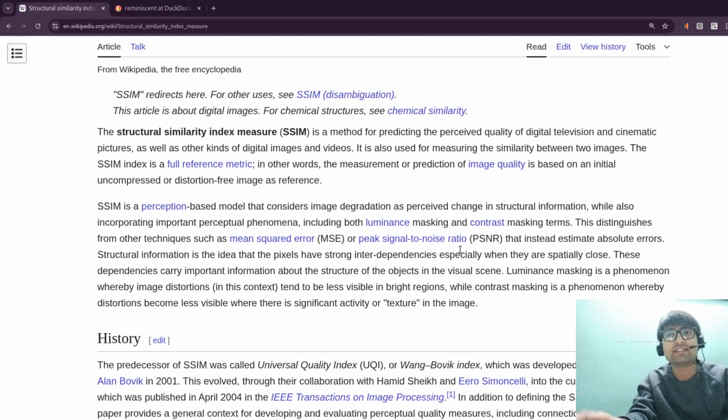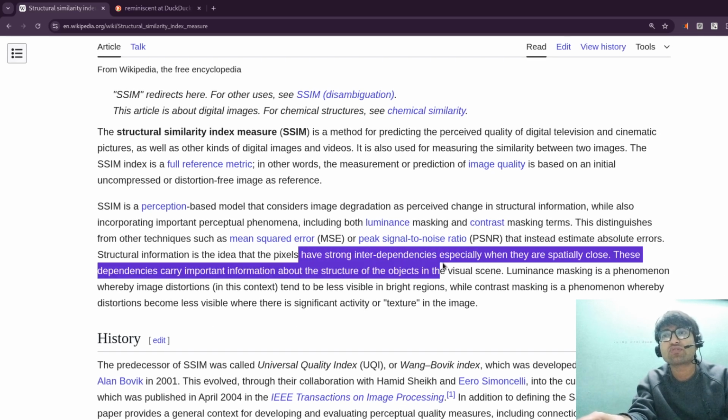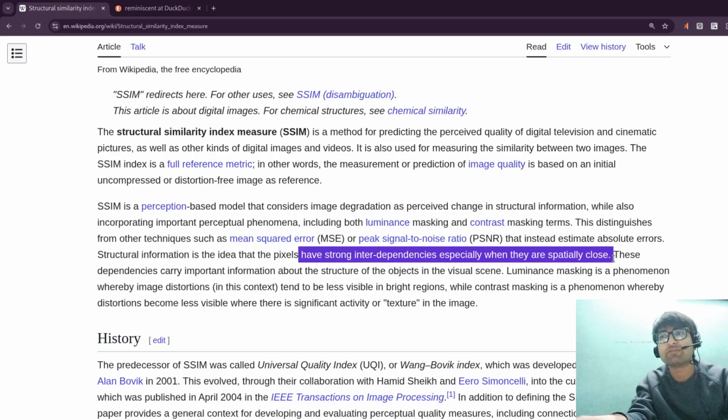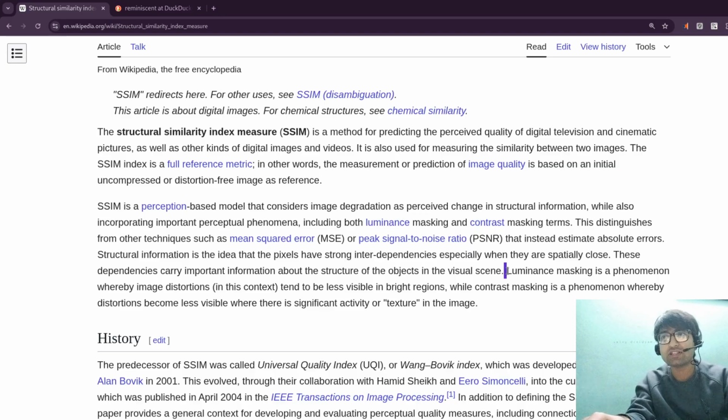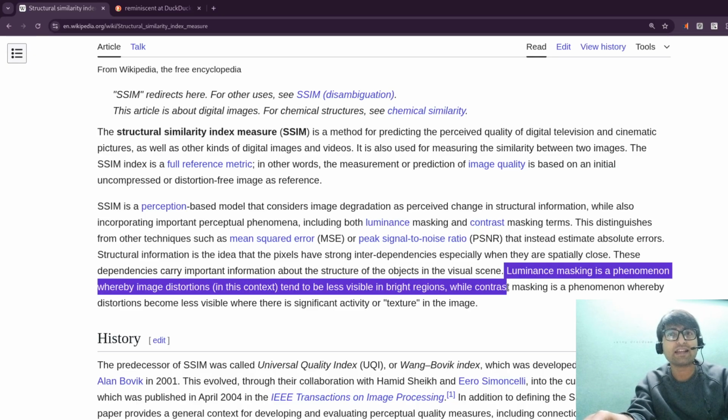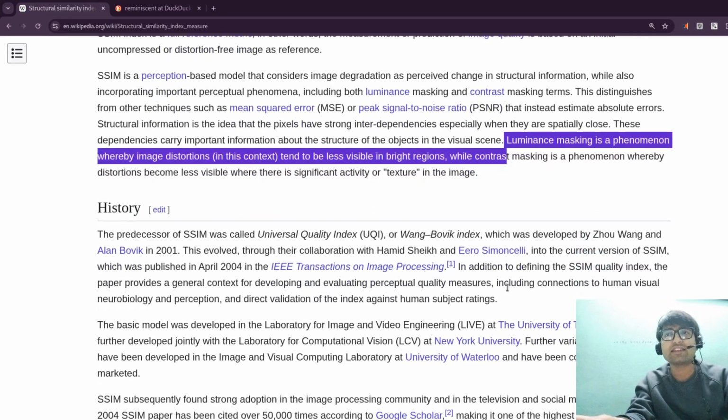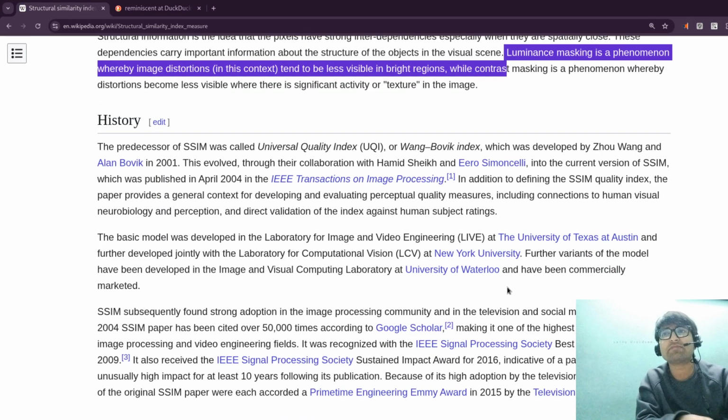Structural information is the idea that pixels have strong interdependencies, especially when they are spatially close. These dependencies carry important information about the structure of the objects in the visual space. Luminance masking is a phenomenon whereby image distortion tends to be less visible in bright regions, while contrast masking is a phenomenon whereby distortion becomes less visible where there is significant activity or texture in the image.